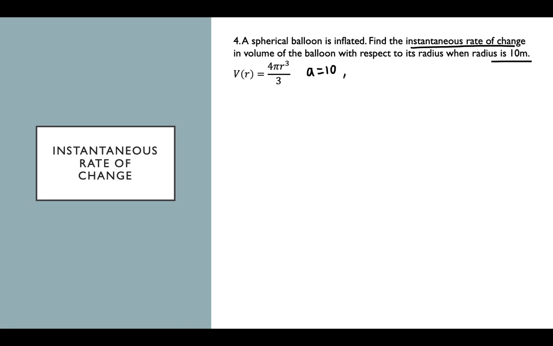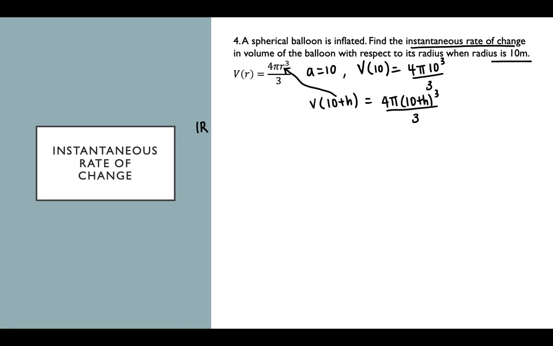And let's figure out my output. So volume, what's my volume going to be when it's 10? It's going to be 4 pi 10 cubed over 3. And we also need to figure out my A plus H. So A is 10 plus H. So we're going to plug this into my R, my input. So 4 pi 10 plus H cubed over 3. I'm not going to simplify yet, so I will show you why.